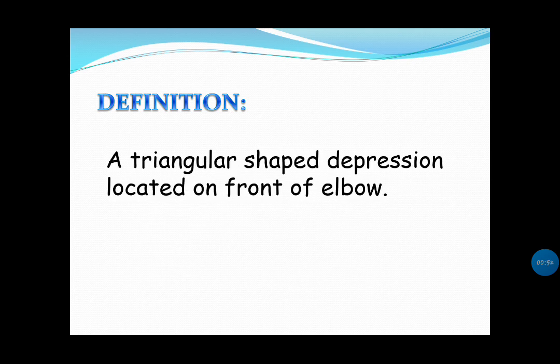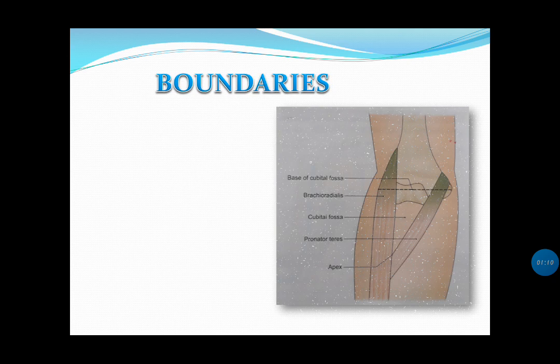First of all, we start with the definition of cubital fossa. So what is a cubital fossa and where is it located? It is a triangular shaped depression located on the front of the elbow. Here, this cubital fossa in the human body is actually an inverted triangle. That is, the apex will be directed downwards and the base will be directed upwards. So let's see next the boundaries.